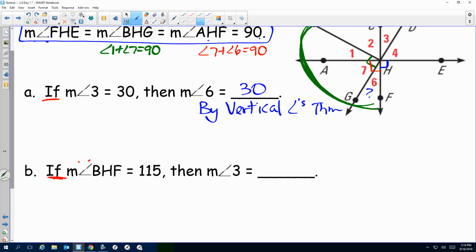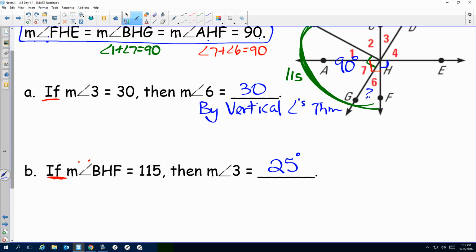Okay? They're telling me that that arc is 115. And they want us to find the measure of angle 3. We should know the measure of some other angle. BHG, yes. The 1 and the 7 we already know is 90 degrees because they gave us that fact. So what can we do to get to angle 3? Yeah, find this missing part right here. Subtract the 115 from 90. That would give me angle 6, right? So that's going to be 25, right? And then that's vertical to 3. So that would be 25 degrees.